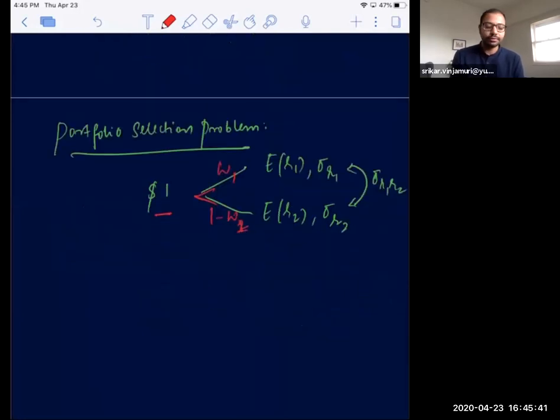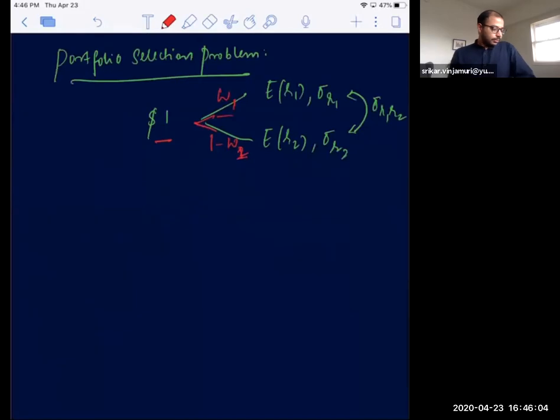I have $1 to invest. I have two assets to choose from. My entire selection problem is on choosing these weights. If I choose W1 to be 50 cents, W2 is automatically 50 cents. If I choose W1 to be 99 cents, W2 is automatically 1 cent. It's about taking my capital and allocating it between the two risky assets I have available. So in the first sense, the portfolio selection problem is about choosing portfolio weights.